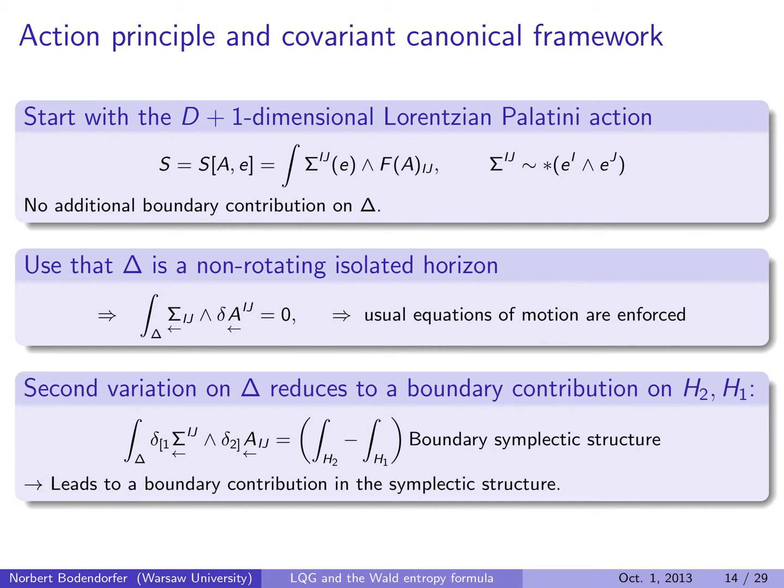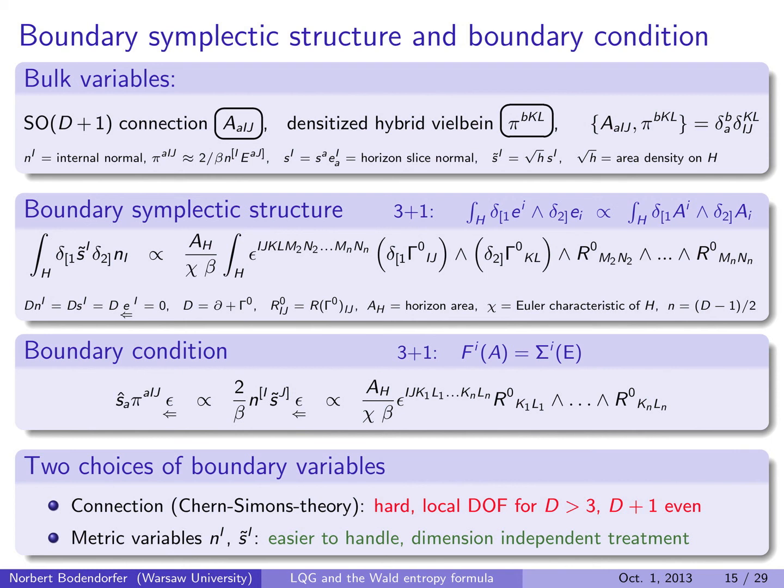So this integral should reduce to an integral over h2 minus an integral over h1 of the boundary symplectic structure. And that, again, can be done if you're using that it's a non-rotating isolated horizon, and this then gives you the boundary symplectic structure. Now, how this boundary symplectic structure looks like, I will tell you on the next slide. Okay. So let's go to the next slide, number 15. Boundary symplectic structure and boundary condition.